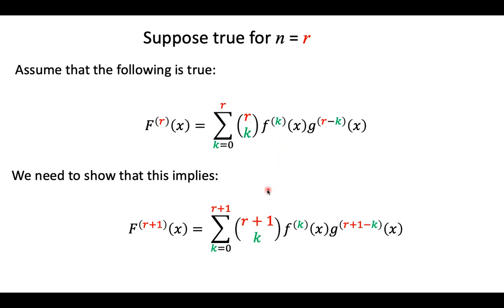We know what we need to get to. As with all induction problems, we always know what result we're trying to show. Doesn't mean it's easy to show, but at least we know what our target is. Okay, so here's our assumption. And now we know that the next derivative must be the derivative of the previous one. So the (r plus 1)th derivative is the derivative of the rth derivative.